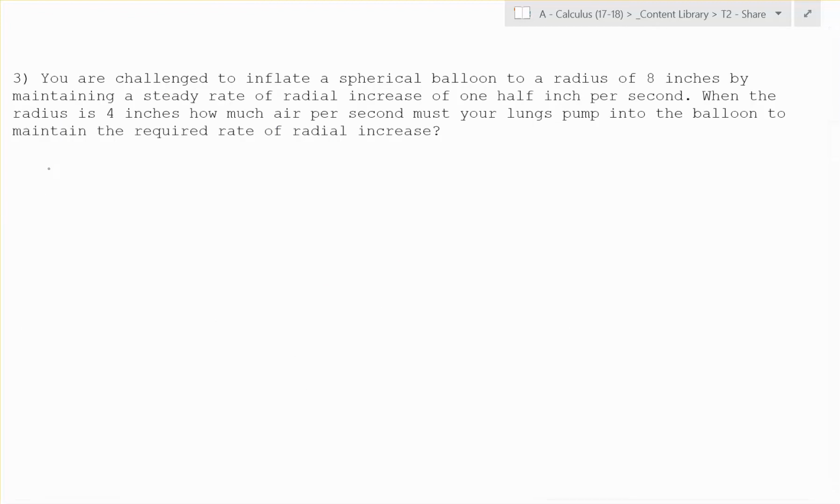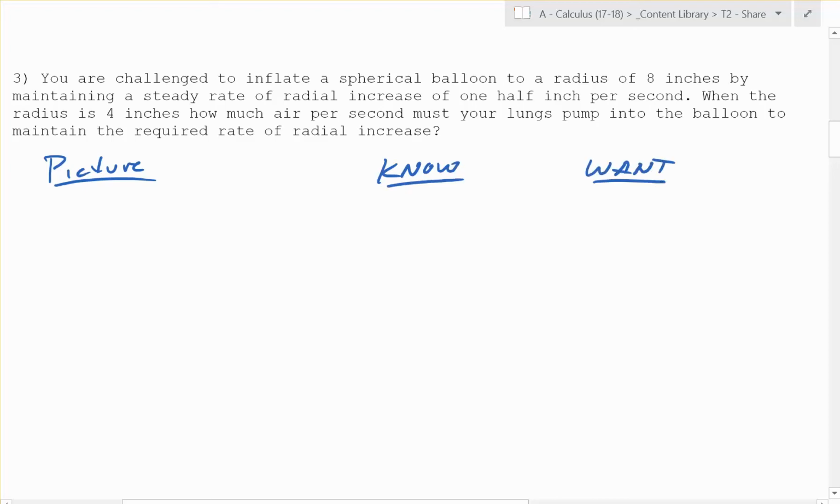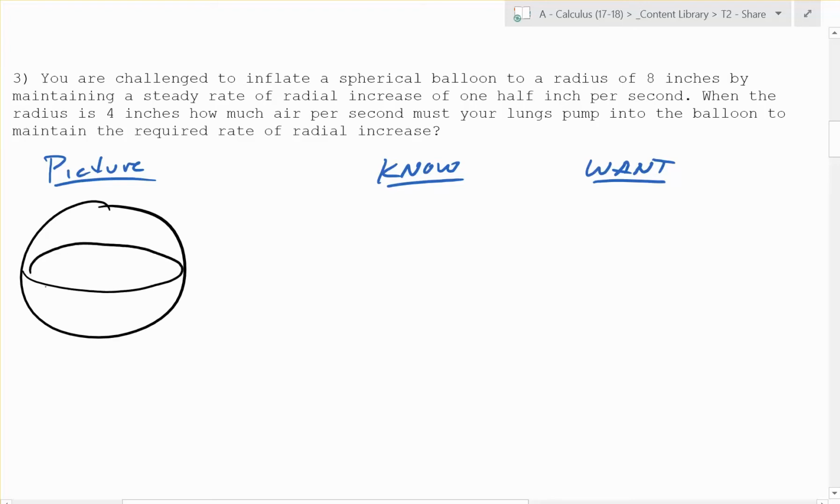I'm going to jump to a different shape, but the structure of these problems is still the same. It's picture, know, and want. Picture, know, want. You are challenged to inflate a spherical balloon. So you have a spherical balloon. You're challenged to inflate it to 8 inches by maintaining a steady rate of radial increase of 1/2 inch per second. So the radius right here, the radius right there. So it says, when the radius is 4 inches, how much air per second must your lungs pump into the balloon to maintain the required rate of radial increase?